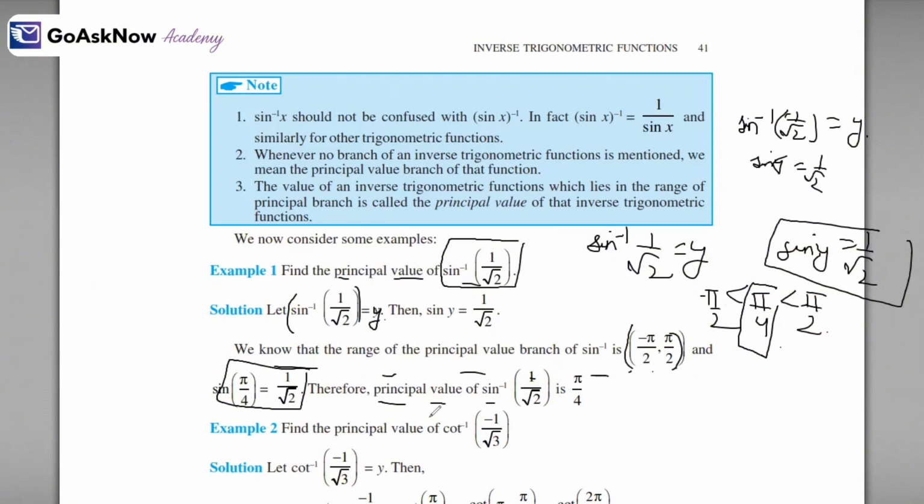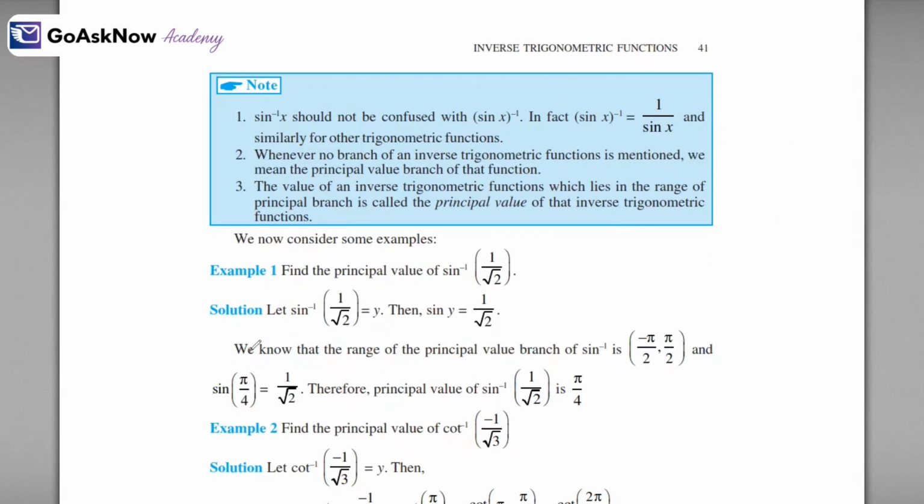This was a simple example. The answer is pi by 4. Let's move further and see what the next example is.